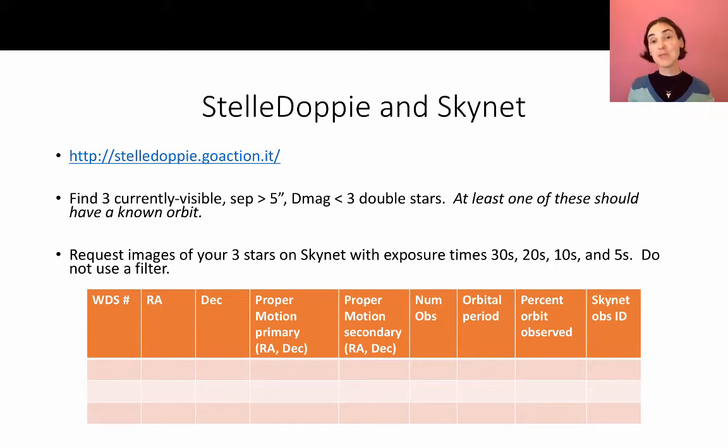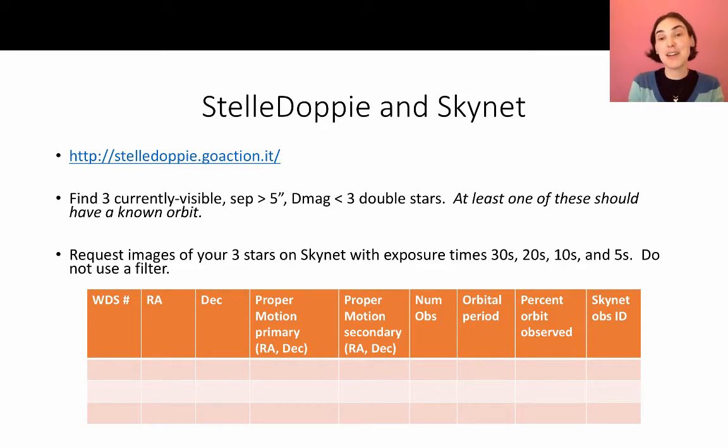So in order to find some stars that fulfill these criteria and will hopefully be interesting for you to study, you're going to use Stelladopy to find the stars, and then Skynet to make the image requests. So we'll go to Stelladopy, this website that's listed on the slide. Stelladopy means double star in Italian. It was written by an Italian researcher by the name of Gianluca Sordiglione. I love saying that name. And you find some stars that have a separation greater than 5 arc seconds, delta mag less than 3, and maybe some other criteria of your own choosing.